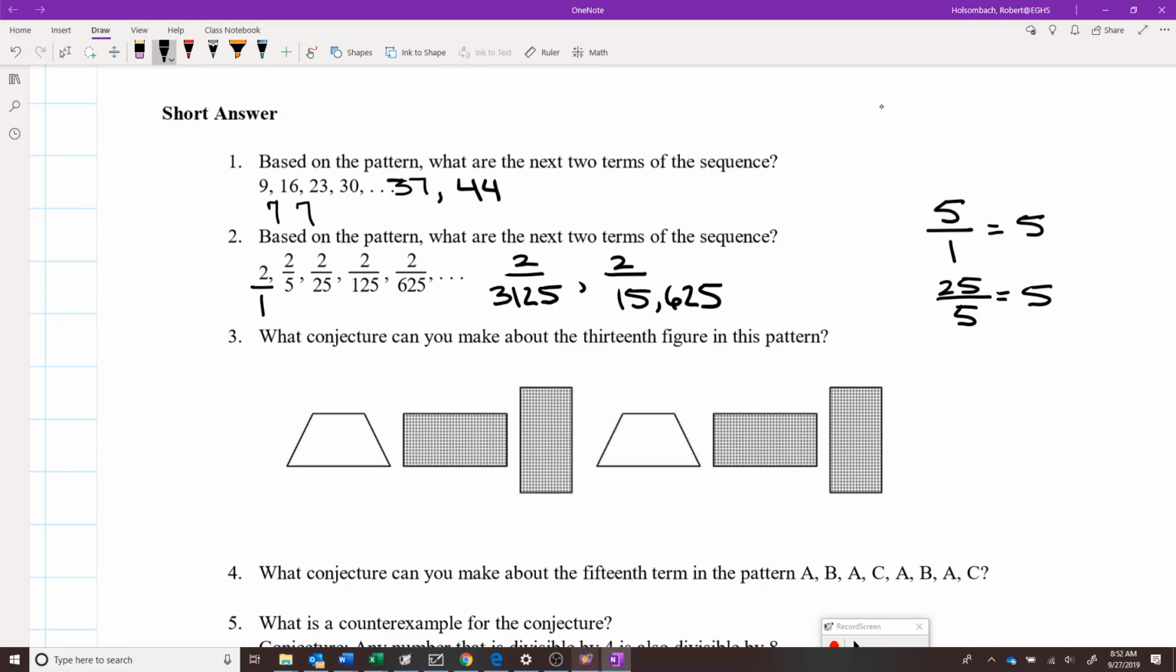And while we're here, what conjecture can you make about the 13th figure in the pattern? The 13th figure in the pattern. So I like to number these: 1, 2, 3, and then we got 4, 5, 6. All right, and we're looking for the 13th. So we got trapezoid, horizontal rectangle, vertical rectangle, right? Yes.